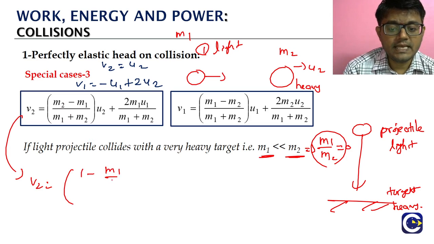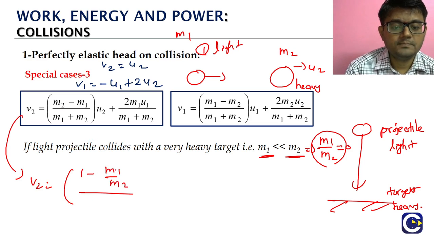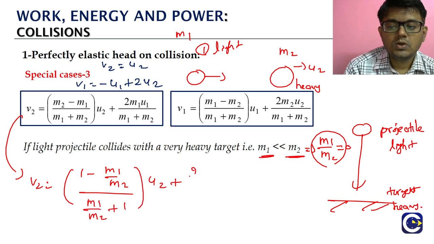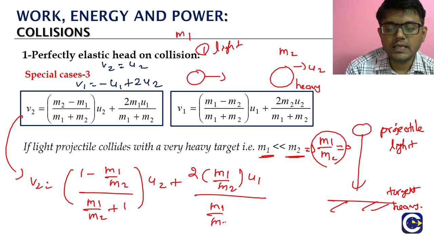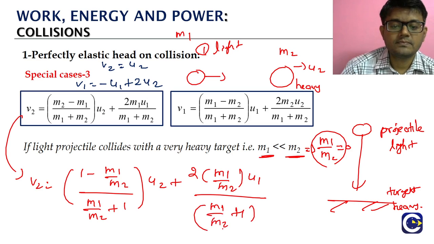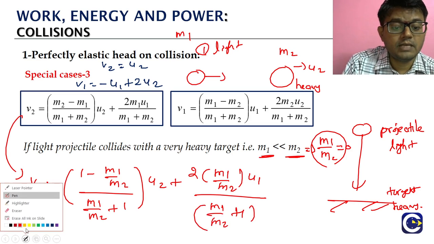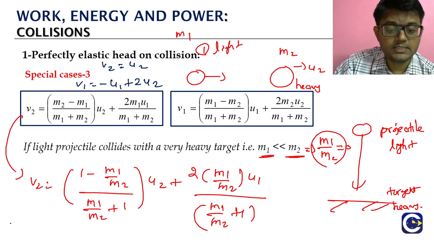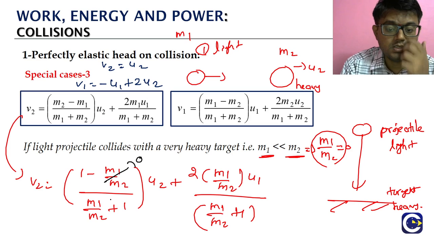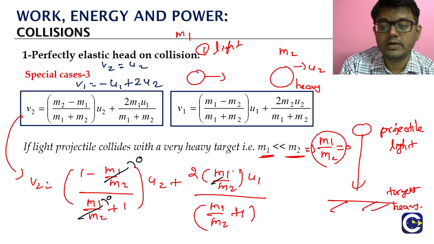1 minus m1 by m2, divided by m1 by m2 plus 1, into u2, plus 2 times m1 by m2 into u1, by m1 by m2 plus 1. Look here, wherever we get m1 by m2, we have to equate it to what? 0, right? If we equate it to 0, what happens? This becomes 0, this becomes 0, this becomes 0.